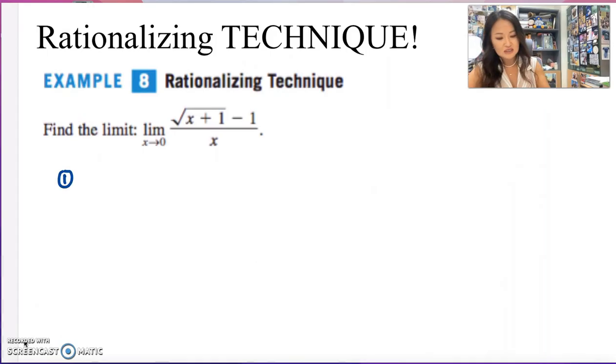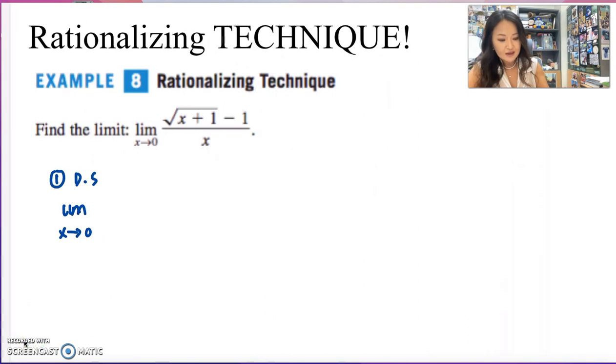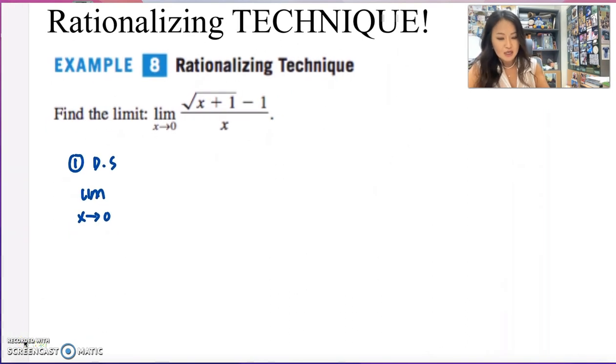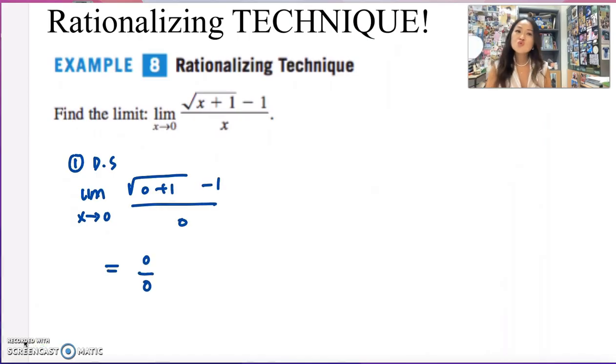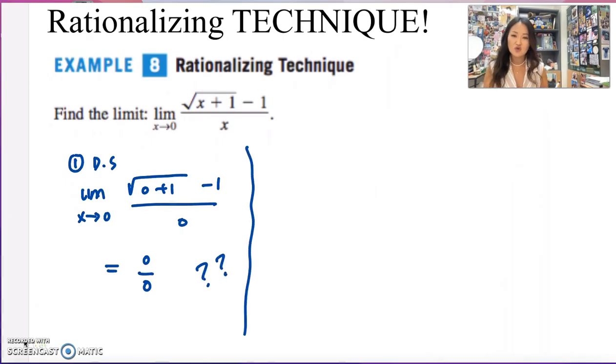First step is always to plug it in. Limit as x approaches 0. I'm going to plug it in. 0 plus 1 minus 1 is 0, and I get 0 over 0. Ooh, okay, so indeterminate again. I put a big question mark for indeterminates, okay?